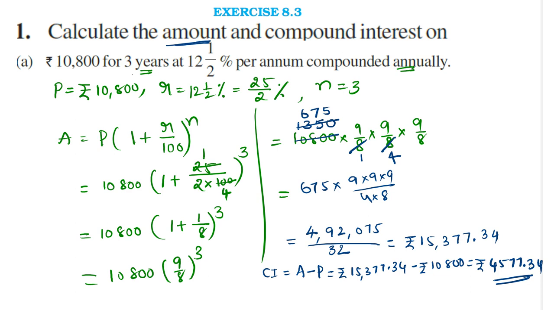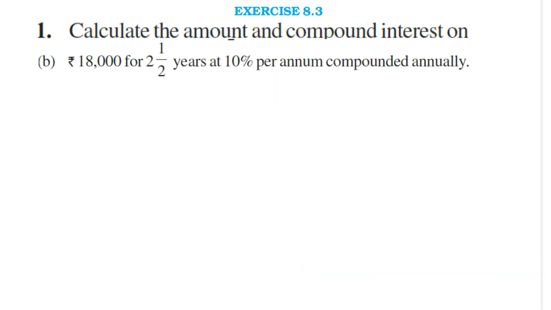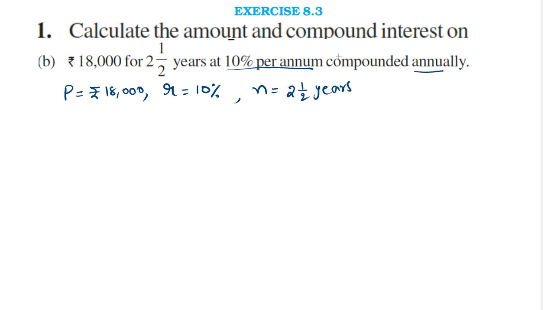Let us go to the next problem, that is 1B. Rupees 18,000 for 2.5 years at 10% per annum compounded annually. So let us write principal amount P equal to rupees 18,000, then rate of interest R equal to 10% per annum. We need to compound it annually. So R equal to 10%. Then number of years, that is n equal to 2.5 years. This is to be compounded annually.